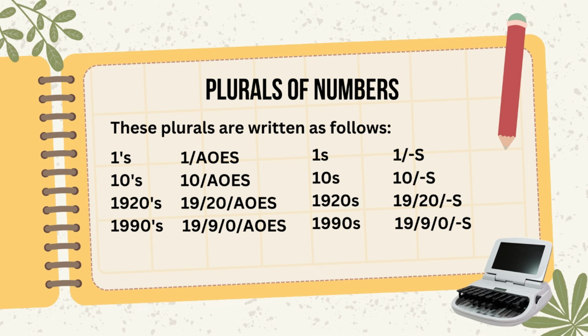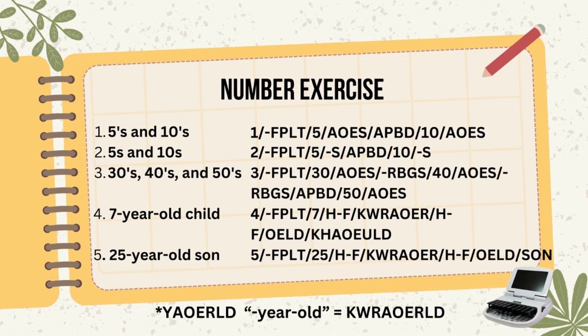On the left and on the right side, we have ones, tens, 1920s, and 1990s as our example. So when we write the plurals using only the final S, it's easier than the apostrophe final S. But we don't know which is better, but these are ways in how we write the plurals of numbers. So it depends on how we are required to write the plurals of numbers. Now let's try this number exercise.